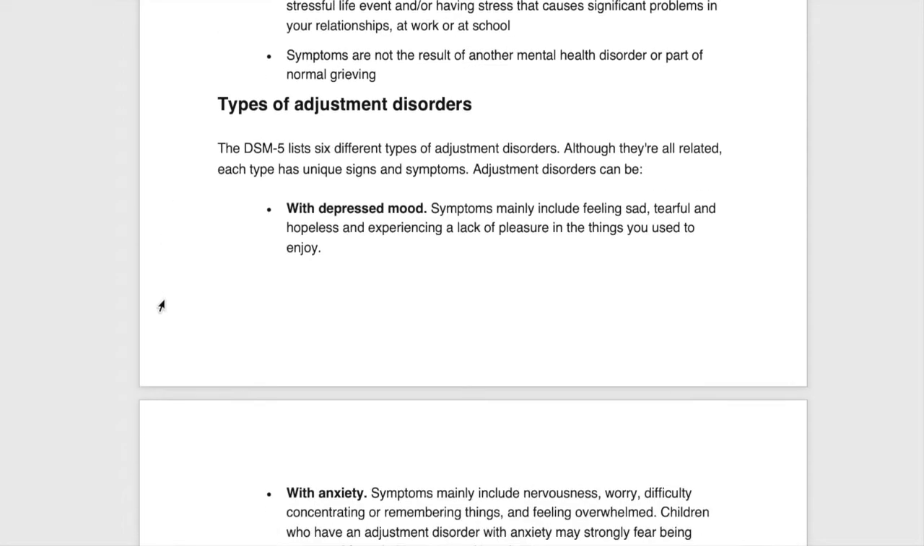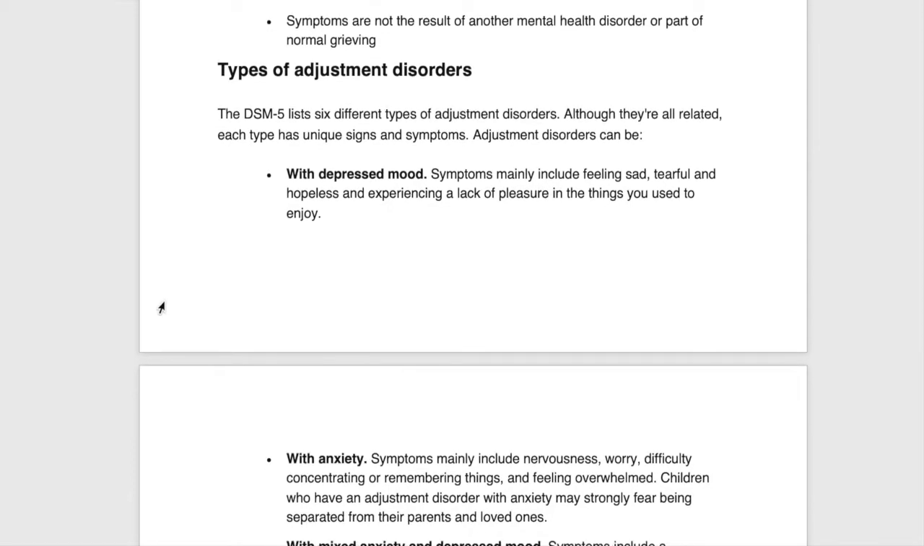Now, I want to get into the reason why adjustment disorder can be a little bit more complex, and why people may not talk about it as much, which is that adjustment disorder is actually an umbrella term. There are 6 different types of adjustment disorders listed in the DSM-5.